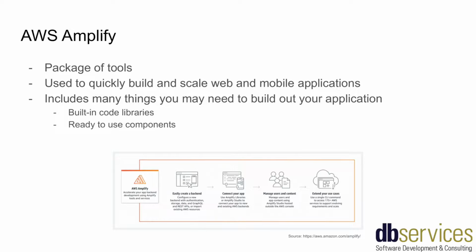Amplify is a package of tools AWS offers that can be used to quickly build and scale your web and mobile applications. Amplify includes a multitude of things you may need when building out your applications, such as built-in code libraries, ready-to-use components, and more.